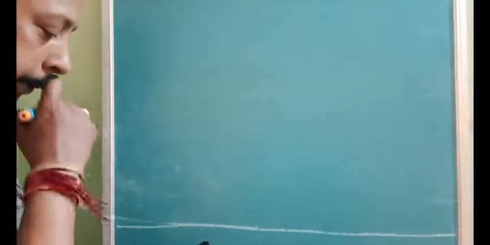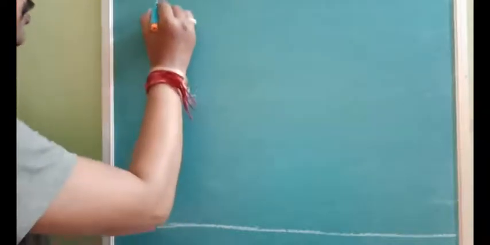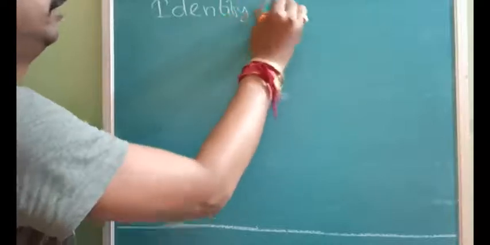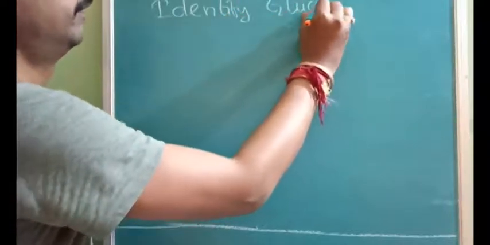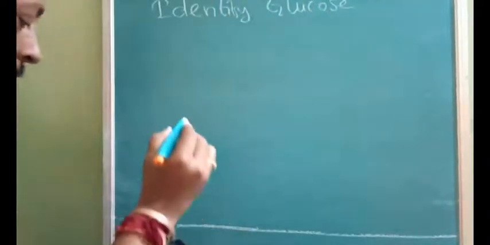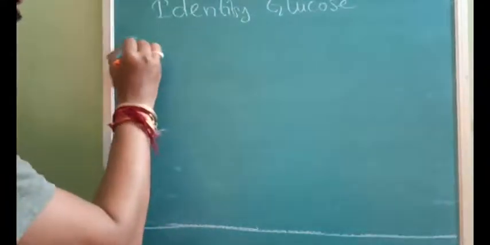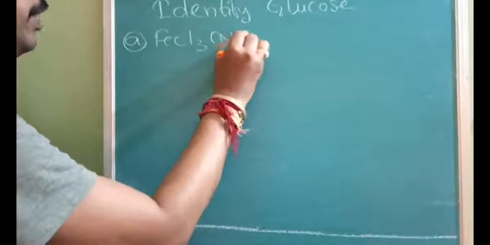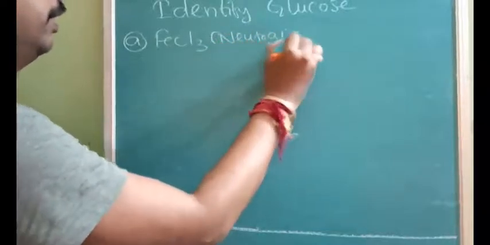So the first question: which one of the following reagents is used to identify glucose? You have to identify glucose. Option A is neutral ferric chloride, FeCl3.